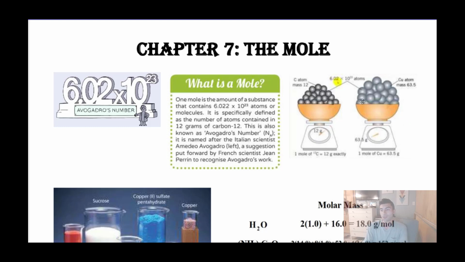The image here is showing us what a mole of carbon would look like versus a mole of copper. They'd have the same number of atoms, just like if I said I had a dozen bagels versus a dozen eggs. I would have the same number, but the total mass would be different because the mass of each individual item is different. And the same thing here. The mass of each individual carbon atom is different than the mass of a copper atom, so the total mass is going to be different.